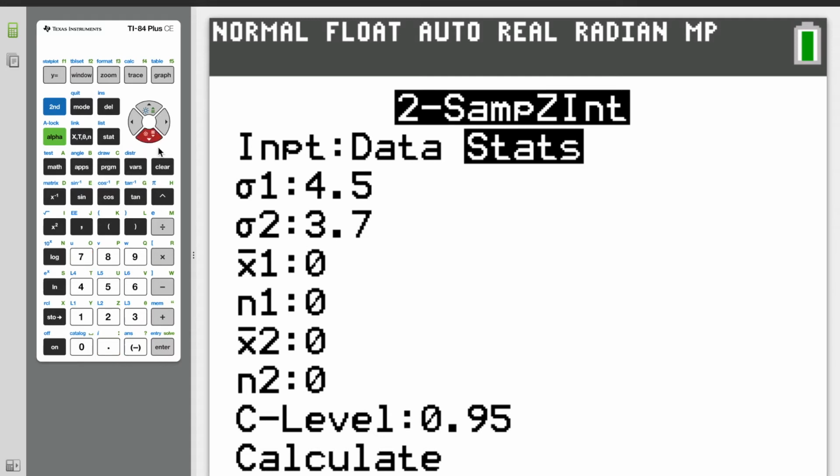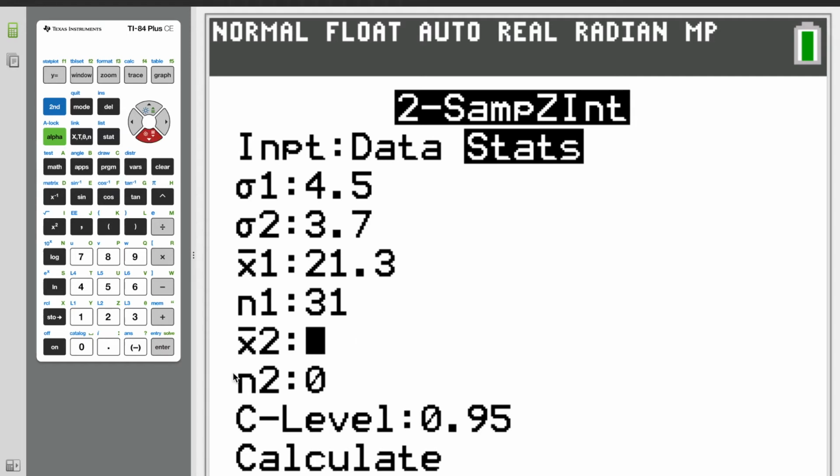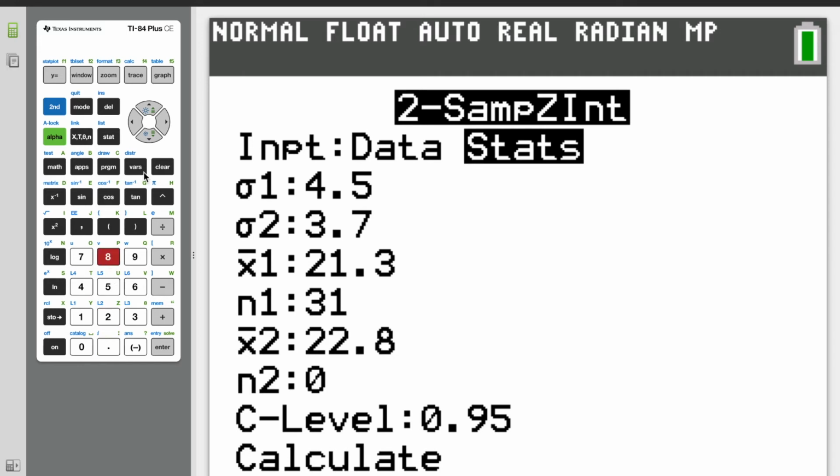And then we now have x bar 1 and n1 and x bar 2 and n2. Since I'm using males as my population 1, then I need to make sure I look at my male sample for my sample mean. And so in our problem, we had a sample mean of 21.3 for the men, and the sample size was 31. And then for our women, the sample mean was 22.8, and our sample size was 35.